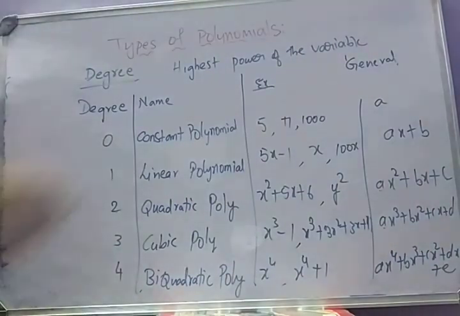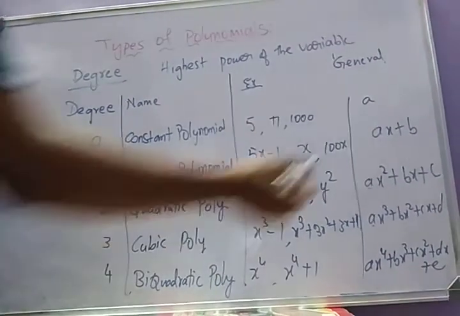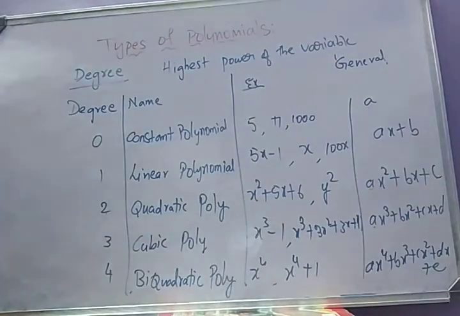So in general form, a into x power 4 plus bx cube plus cx square plus dx plus e. Among all this, you have to understand one common thing. A is not equal to 0 among all this, and the coefficients can be any real numbers. Okay.